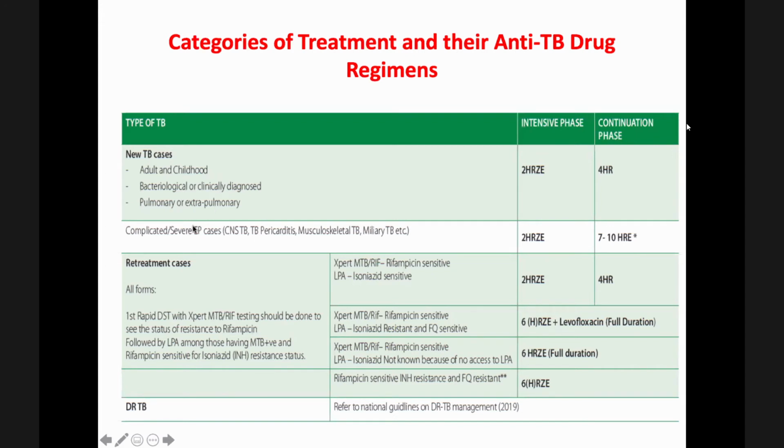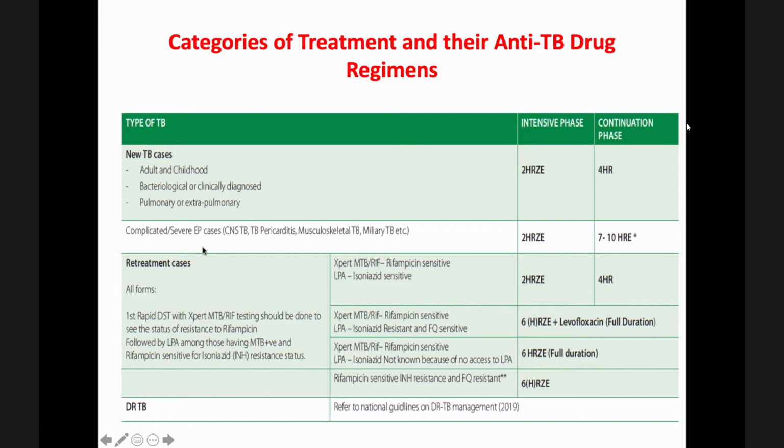If the patient has complicated severe extrapulmonary cases like CNS tuberculosis, TB pericarditis, musculoskeletal TB, or miliary TB, then you have to extend the regimen. So that is 2 months of HRZE and 7 to 10 months of 3 drugs, that is isoniazid, rifampicin, and ethambutol as the continuation phase. Okay, so these are for the complicated severe extrapulmonary cases.